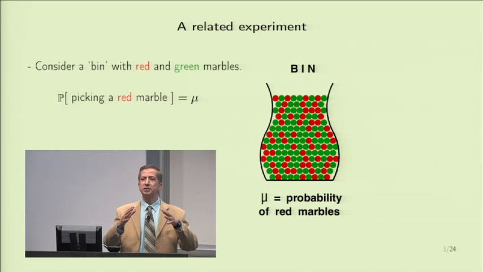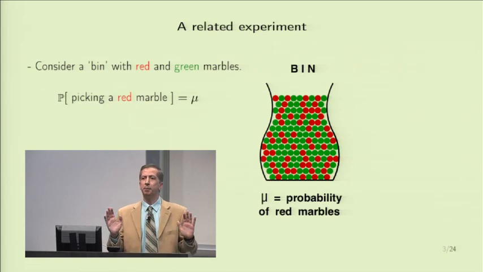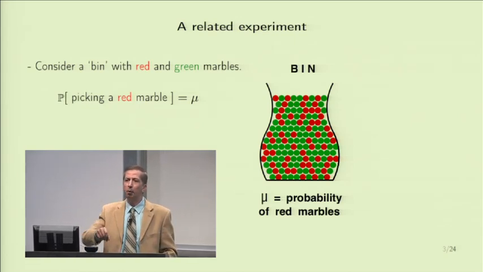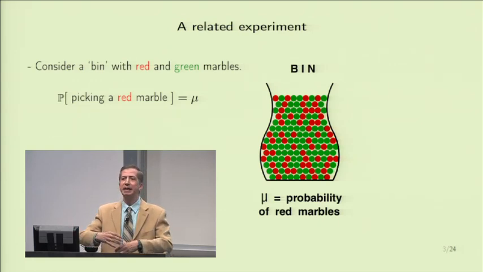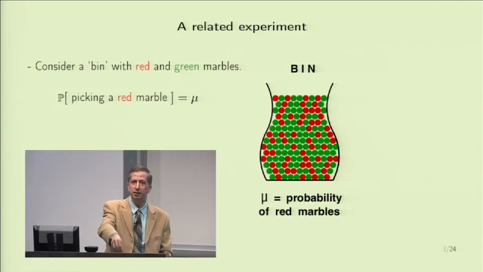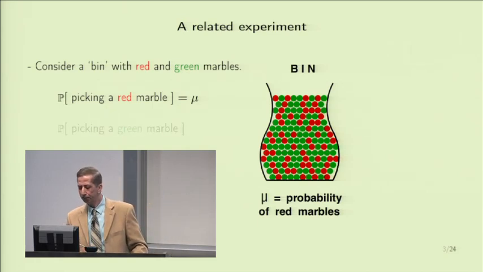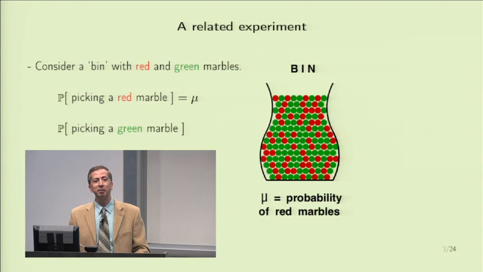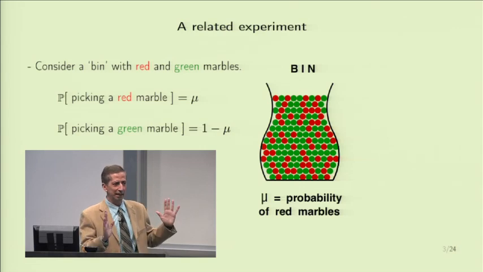Now, the bin is really just a visual aid to make us relate to the experiment. You can think of this abstractly as a binary experiment. Two outcomes, red or green. Probability of red is mu independently from one point to another. If you want to stick to the bin, you can say the bin has an infinite number of marbles and the fraction of red marbles is mu, or maybe it has a finite number of marbles and you are going to pick the marbles but replace them. But the idea is that every time you reach in the bin, the probability of picking a red marble is mu. That's the rule. Now, there is a probability of picking a green marble, and what might that be? That must be 1 minus mu. So that's the setup.